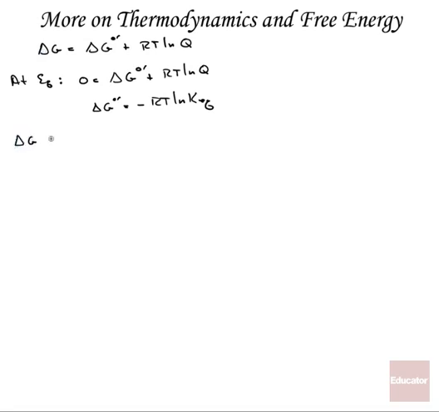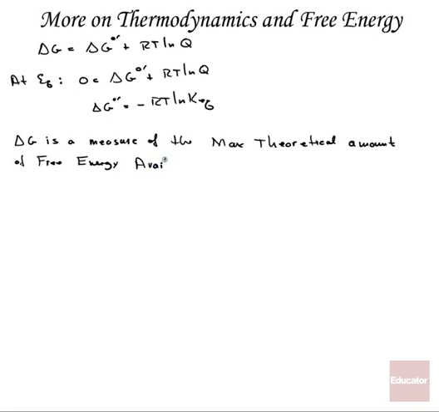Now, delta G is a measure of the maximum theoretical amount of free energy available. The actual amount is much less. So delta G is a measure of the maximum theoretical amount of free energy available.